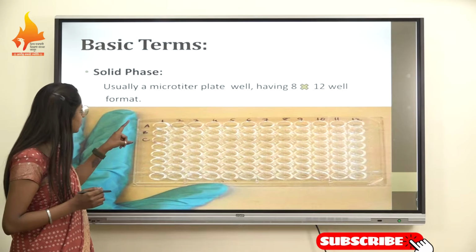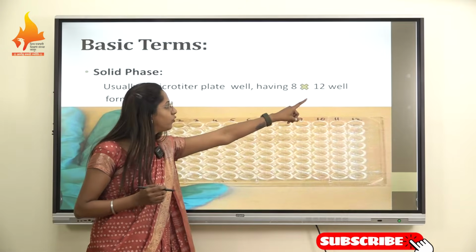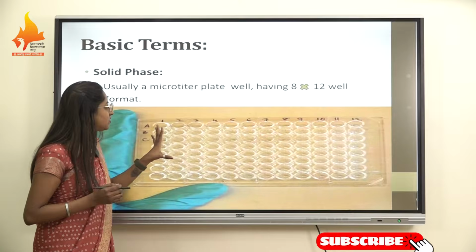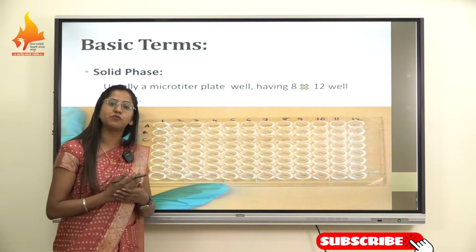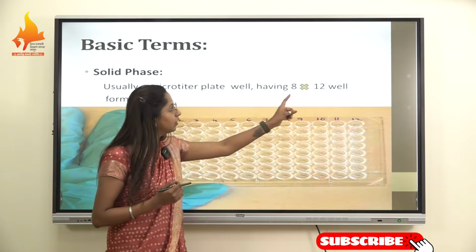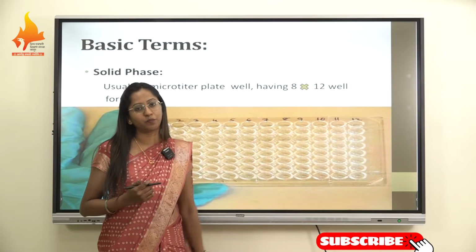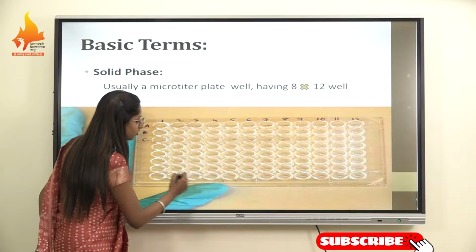The solid phase, as you can see, has an 8 by 12 well format, meaning this is one sample well. There are different types of microtiter plates which have more wells than this also. So this is just for diagrammatic representation.